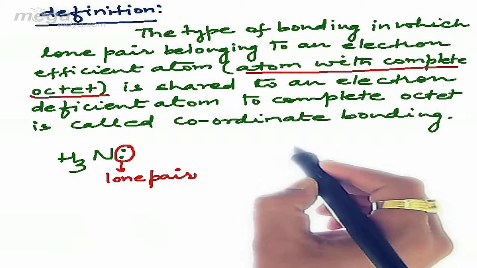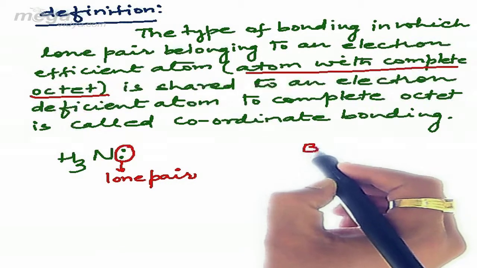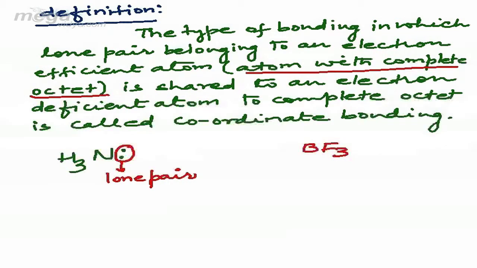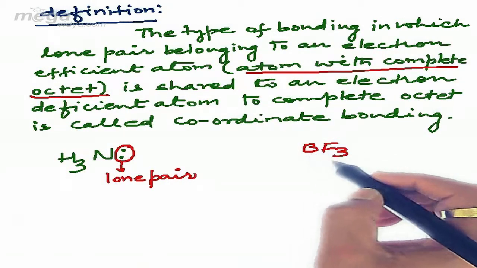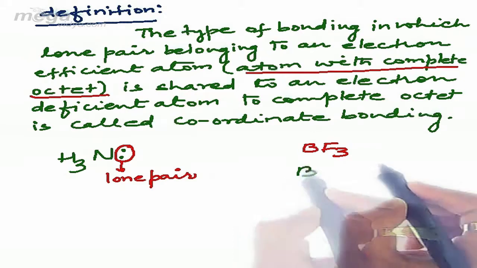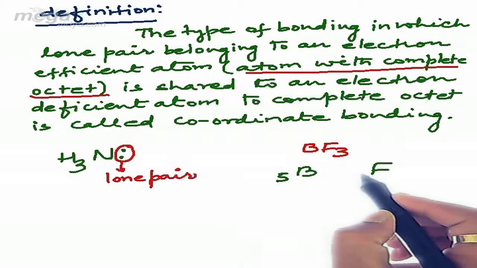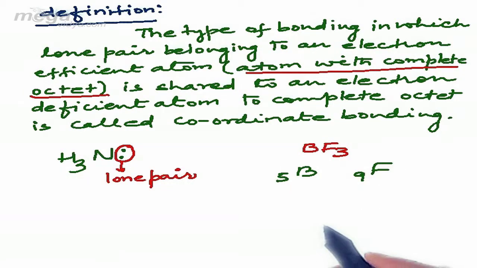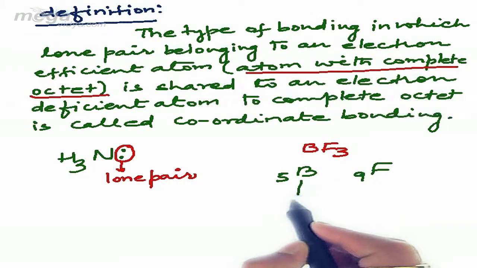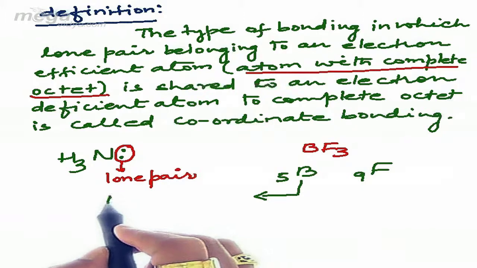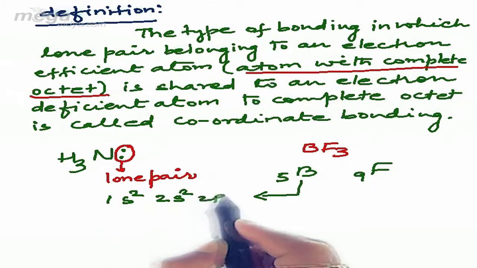Now if we consider another species or a molecule like BF3, then let's check out the bonding in BF3. Here we have got boron and fluorine. Boron has an atomic number of 5, whereas fluorine has an atomic number of 9. Now if we write the configuration of boron, then it is 1s2, 2s2 and 2p1.